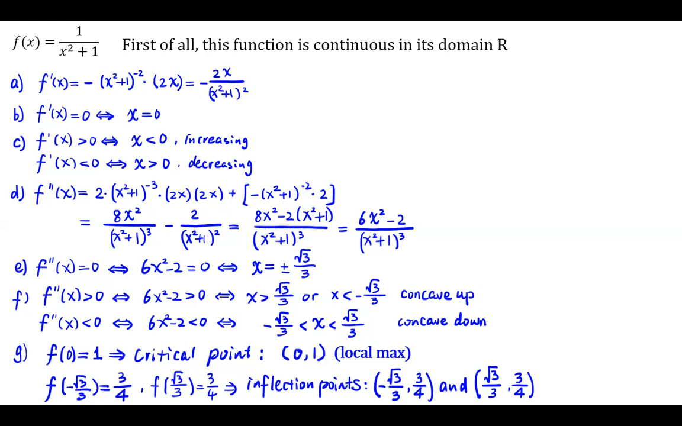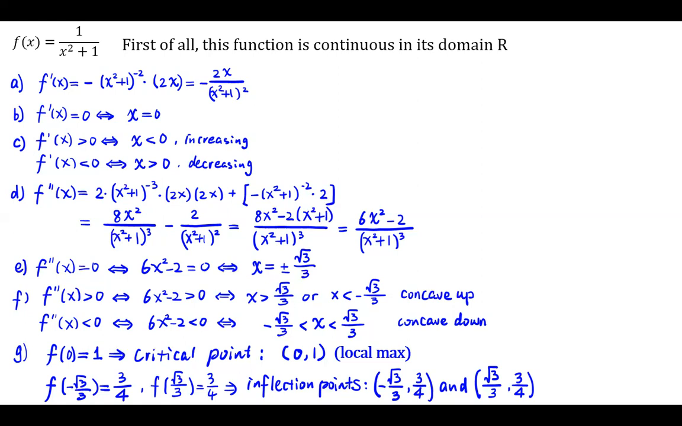And next, remember we also need to label the critical points and points of inflection, right? The critical point is a point that makes the first derivative be 0. So we find its y coordinate by putting x equals 0 into f(x). So f(0) equals 1. Therefore, we know the critical point is (0, 1). And at x equals 0, note that the second derivative is less than 0. Therefore, we know the critical point (0, 1) is also a local maximum point.